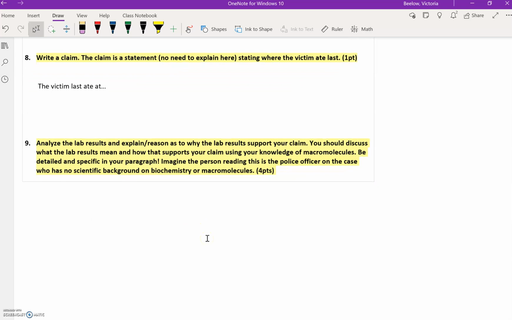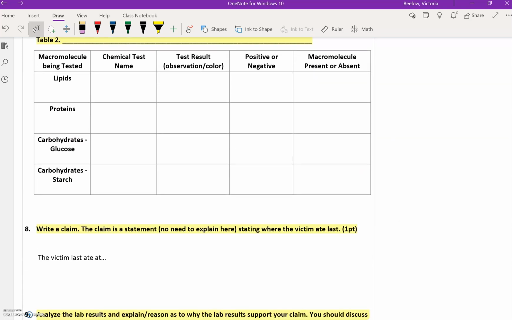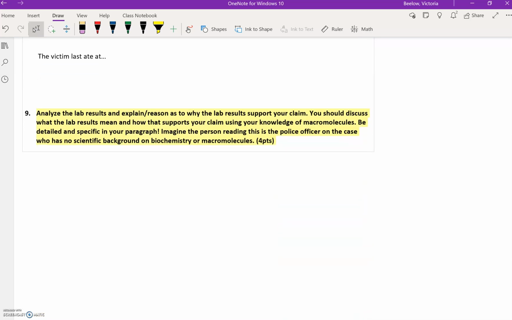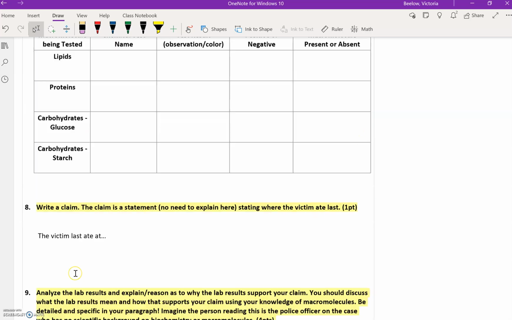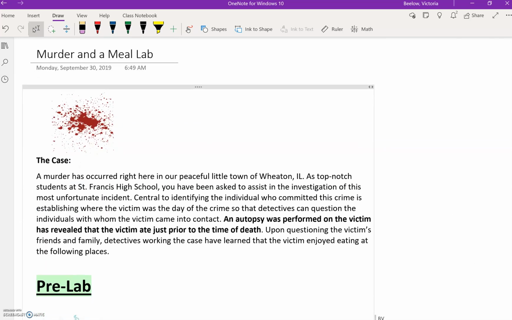And then you're going to analyze your results and explain the lab results. So basically you're explaining why the results confirm where the person last ate, using your knowledge of macromolecules and talking about the test results here. You should be able to explain it in a way that a person like a police officer that might not have a science background can understand what it is that you're trying to convey. And that is the Murder and a Meal Lab.